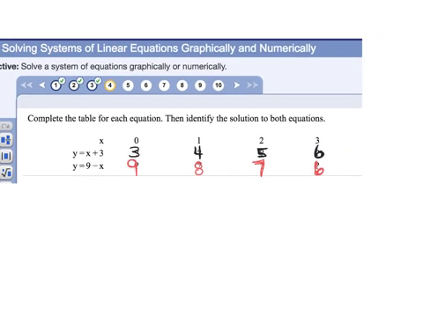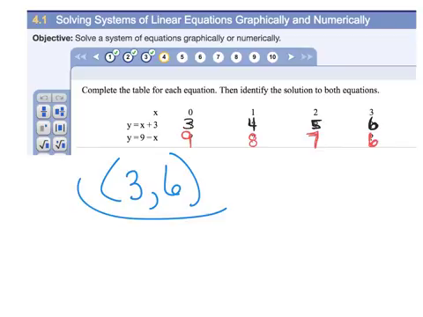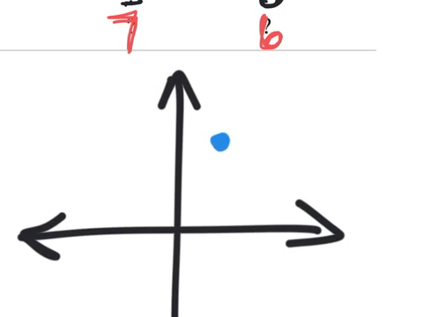And so now can we identify the solution? Yes, we can, because we could see in the table that both equations equal 6 when x is equal to 3. So what does that mean the solution is? The solution is when x is 3, y is 6. And that's where these two lines intersect. So what does that mean? That means if we were going to graph these two lines, they would intersect at 3, 6. I'm just kind of pretending, they would intersect right there at 3, 6.